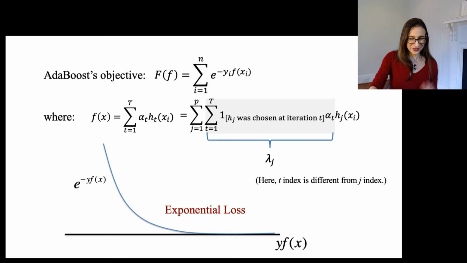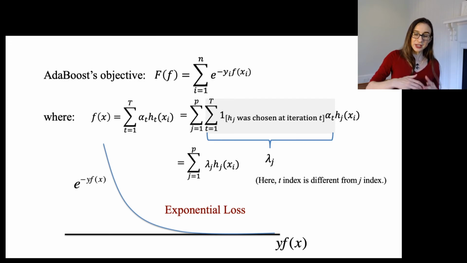Yeah, t is different than j. I explained that already. Okay, so then you can write f of x as this linear combination over all possible weak classifiers, and lambda is the total weight that each weak classifier j gets in the final combined classifier.